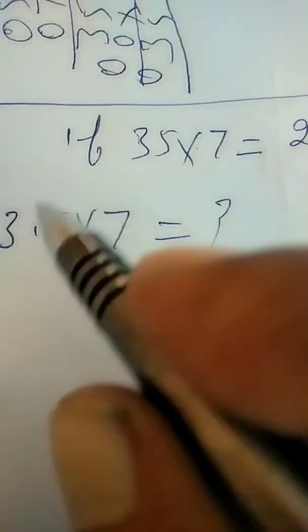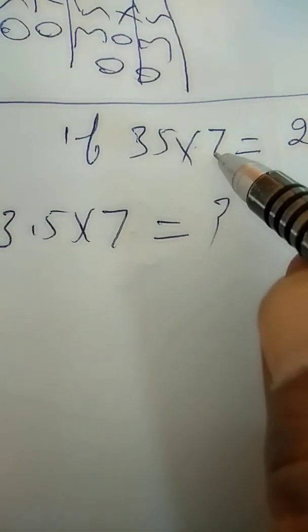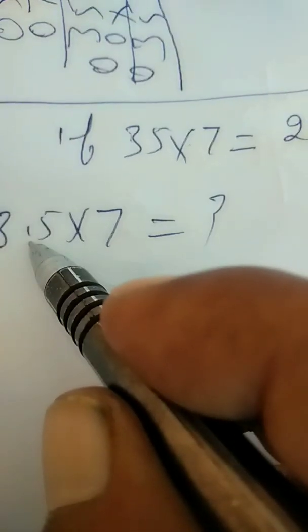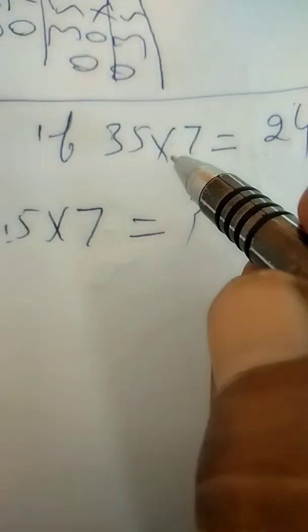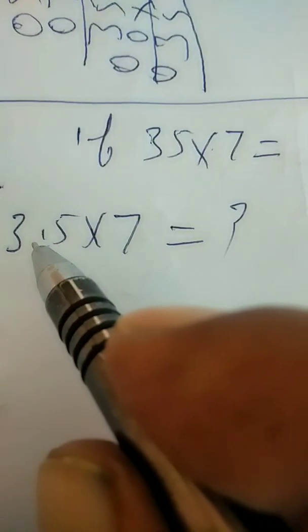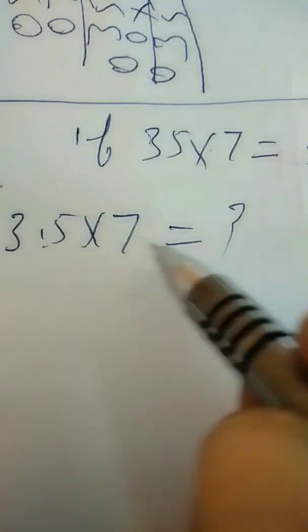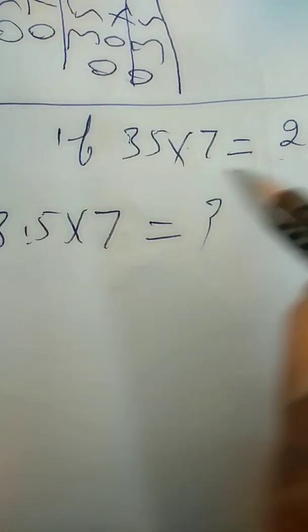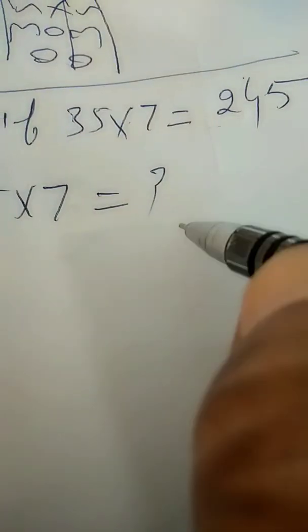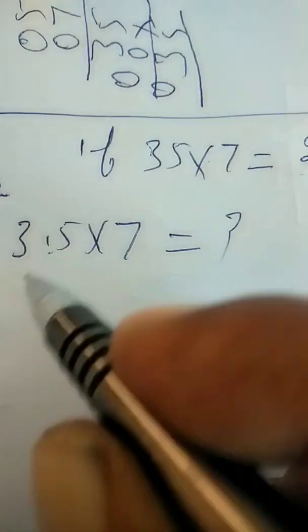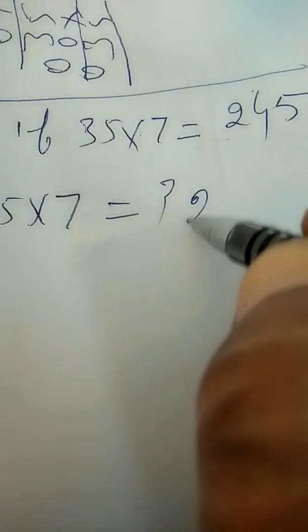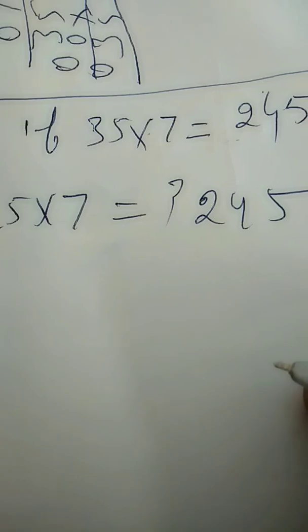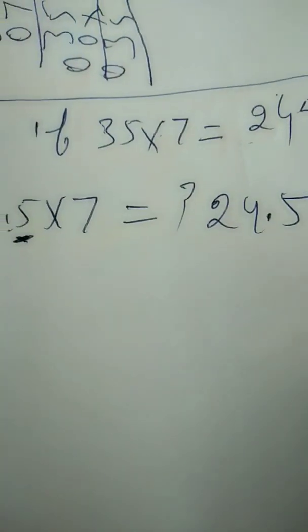Now, look at this question and this one. Both are similar. The only difference is that there is no decimal here, which means the multiplication is done without a decimal. Here we have to do the multiplication with the decimal, right? So without the decimal, what is the product? 245. So 3.5, ignore the decimal, is 35 multiplied by 7. Again, the product will be 245, right? Now with the decimal, how many digits are there after the decimal? 1, so the answer will be 24.5.